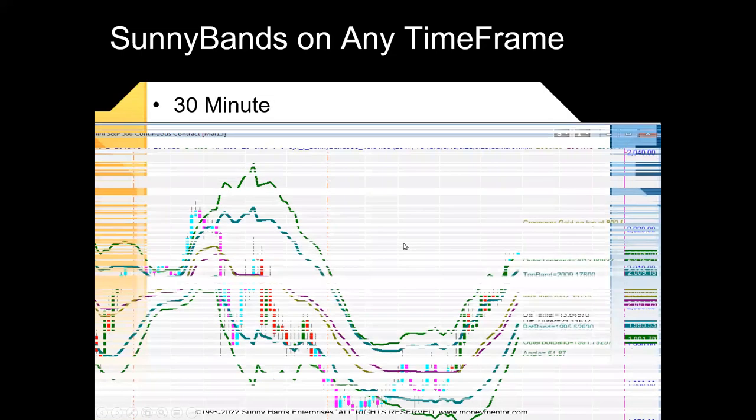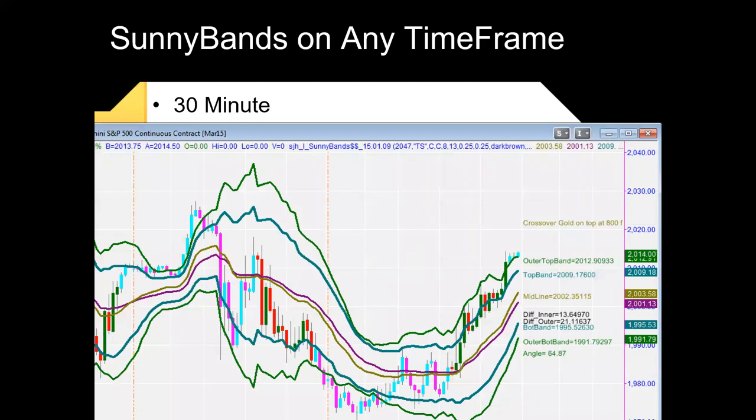Here we have a 30 minute, same idea. It works on any time frame, any symbol. So I use these sunny bands religiously to tell me when to trade. You can also use the dynamic moving average by itself. Go short there, and when it crosses over to gold, go long there. That makes it really simple.